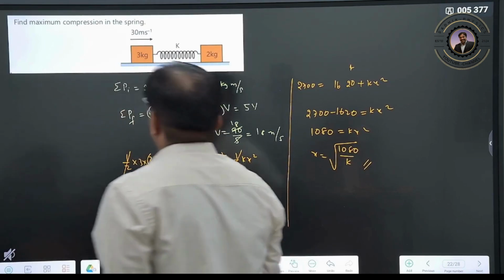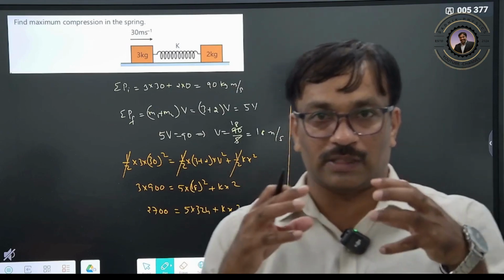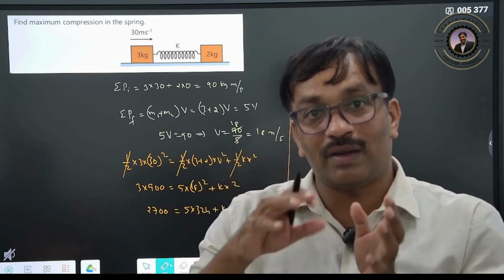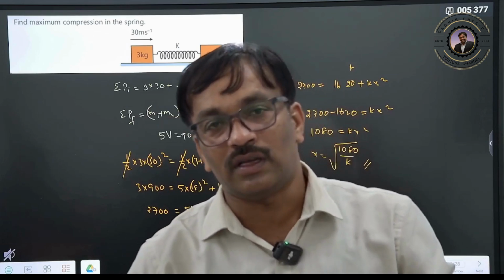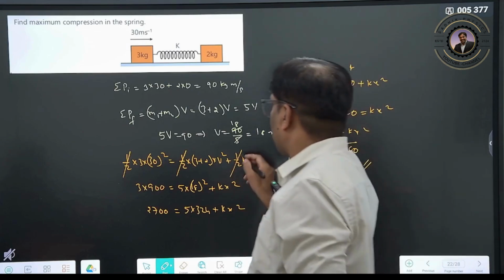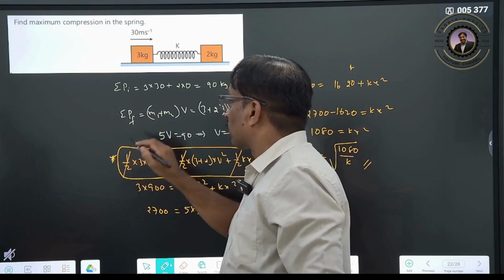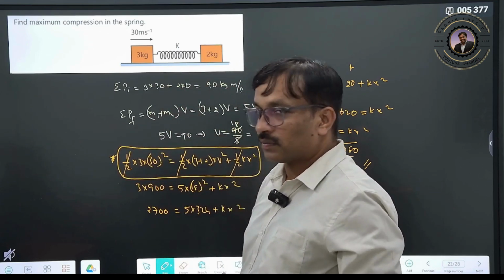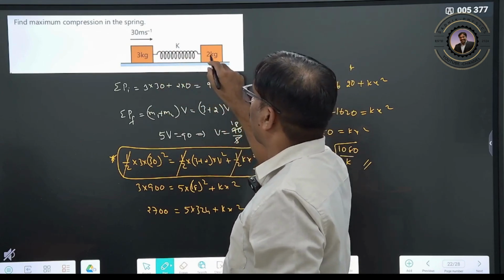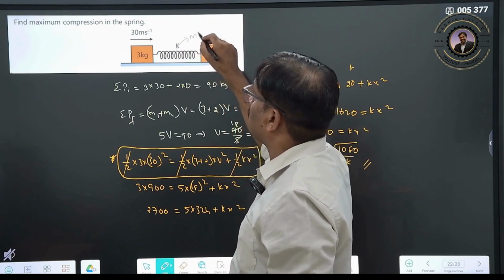So here there is one very good learning: if the objects are connected with a spring, they will have maximum compression when both objects have the same speed. Clear? Then you can apply the law of conservation of energy and calculate the maximum compression in the spring. Two learning things: we provide one speed so that they move with some common speed. At that time only, maximum compression will take place.